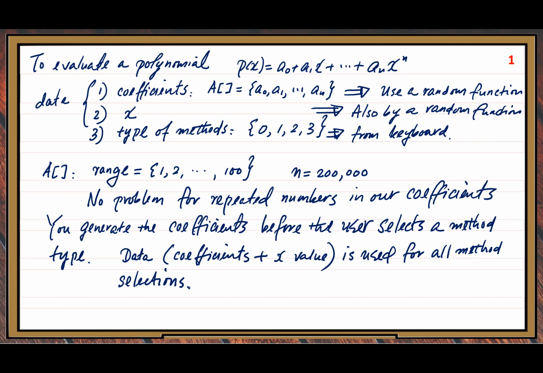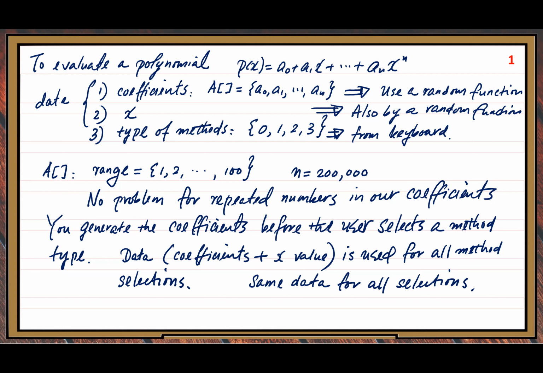So we expect the user to select all three methods, 1, 2, 3, in any order. When they make several selections, you use the same data. Here I mean the same data for all selections. In that way, you can do comparison, right? In that way, your data keeps the same for all experiments.